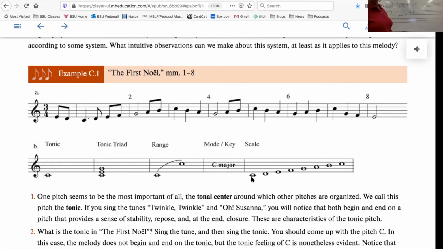And then here is the scale. All of the notes organized in ascending form from the low tonic note up to the high tonic note. 1, 2, 3, 4, 5, 6, 7, 8.